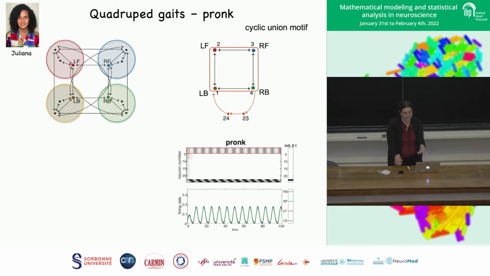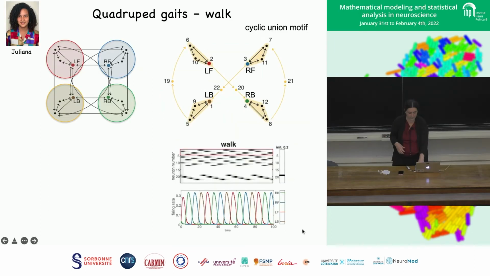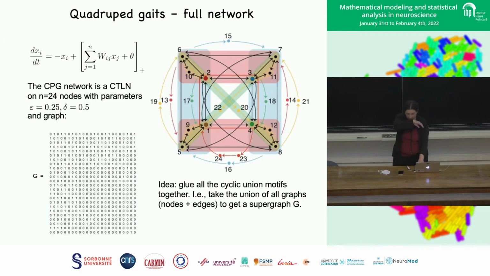And so for each of these, using the cyclic union idea, she's able to get them to have the right pattern of activity. So you can see these graphs at the bottom. I'm showing the pattern of activity. You can see it emerges in the network, okay? So she gets it to work. And then here's the miracle.